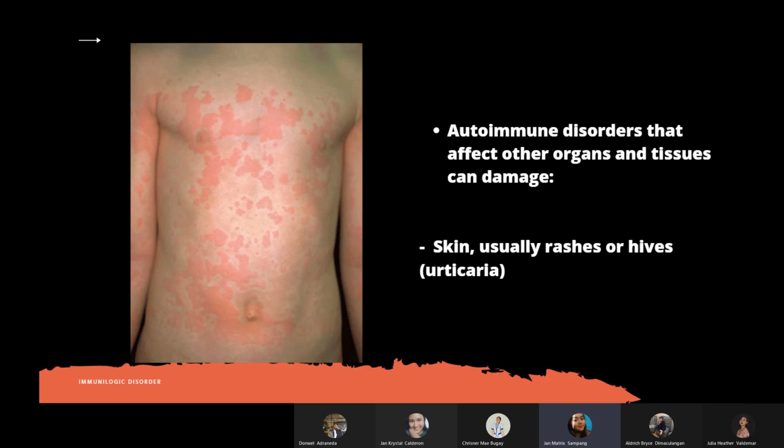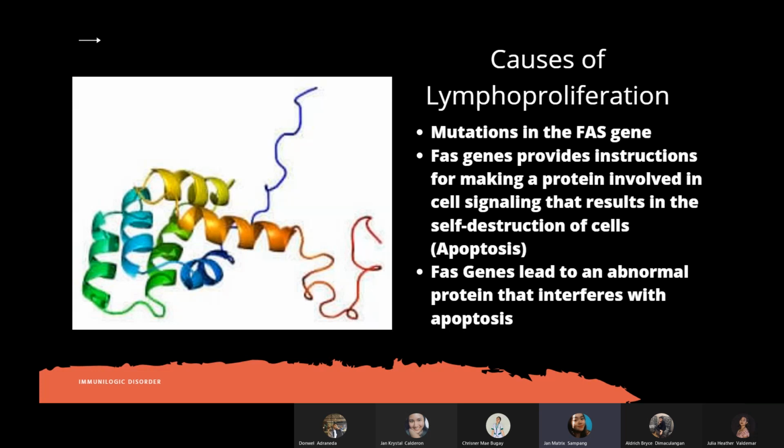Pag nga, di ba, sinabi natin na autoimmune diseases, yung mga white blood cells natin, inaatake niya yung sarili niyang white blood cells, red blood cells, or platelets. So wala nang makakapag-prevent sa mga foreign bodies na mag-proliferate sa ating katawan. And then, what are the causes of proliferation?